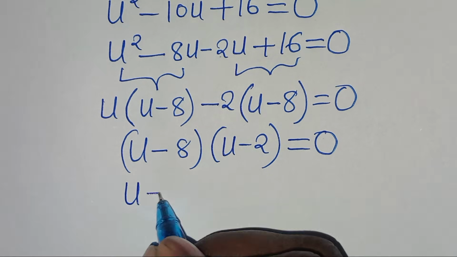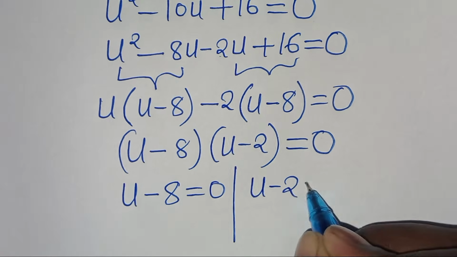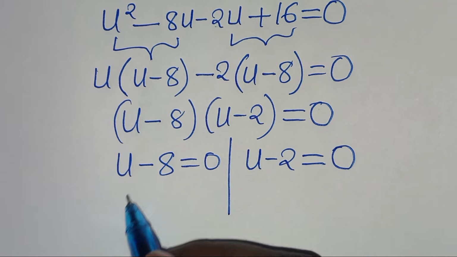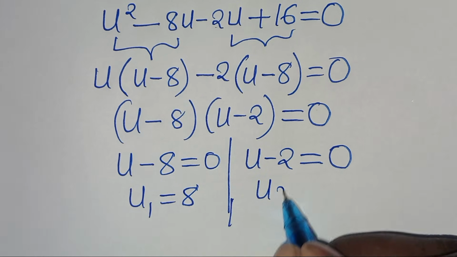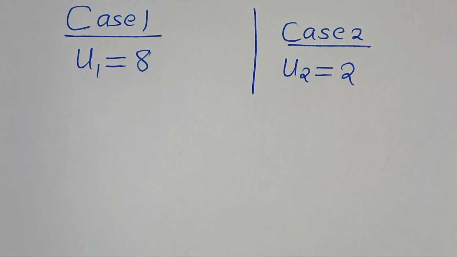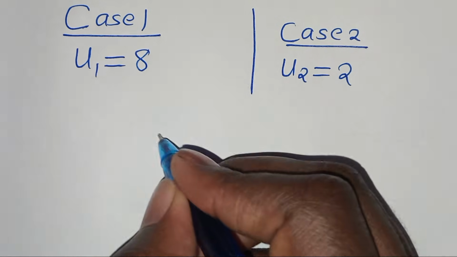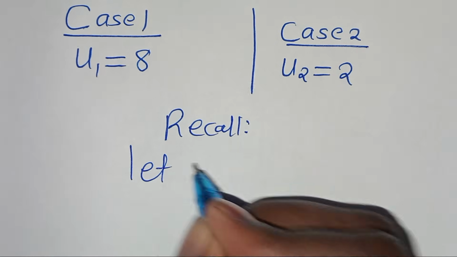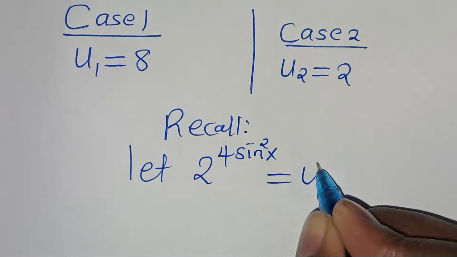We have u minus 8 is equal to 0, and we have u subtract 2 is equal to 0. Now from the first case, we have u1 is equal to 8, and from the second case, we have u2 is equal to 2. In case 1, we have u1 is equal to 8. In case 2, u2 is equal to 2. Now, if you recall, we can let 2 to the power of 4 sine squared x be equal to u.